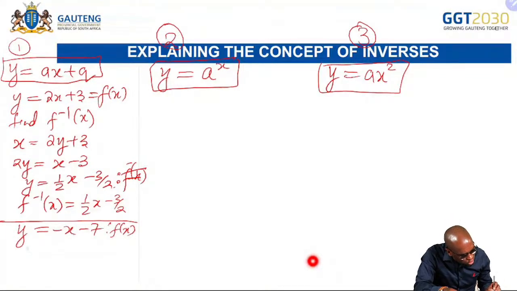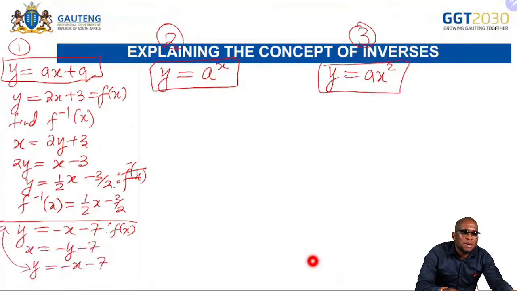If you interchange, you get that x is equal to minus y minus 7, and then if you make y the subject, y would be equal to minus x minus 7. If you check these two, they look the same. They are the same. So some linear functions are their own inverses. That is very interesting, to get a linear function that is its own inverse. So this is only applicable for linear functions, right?